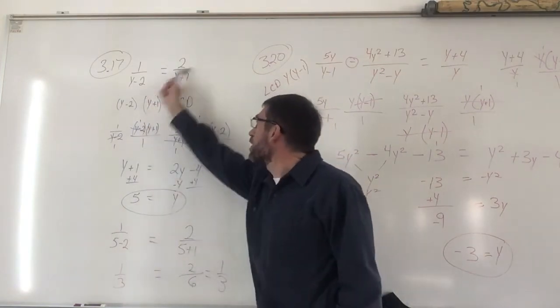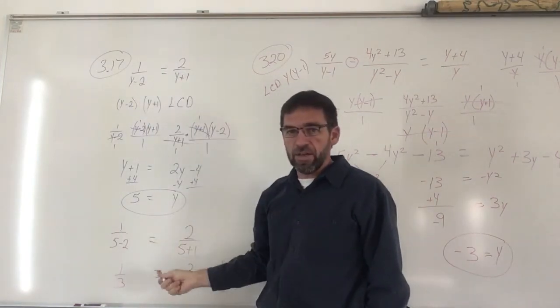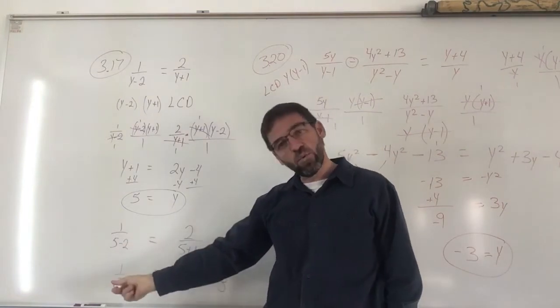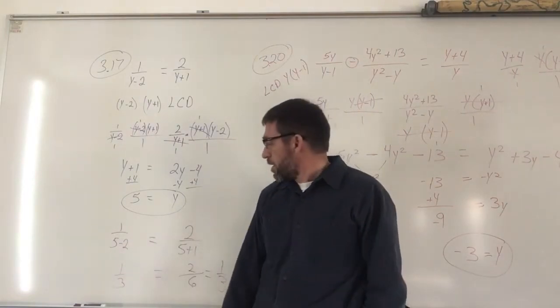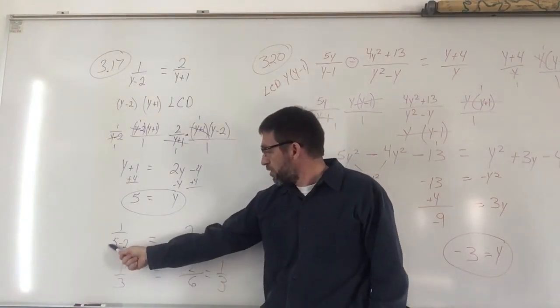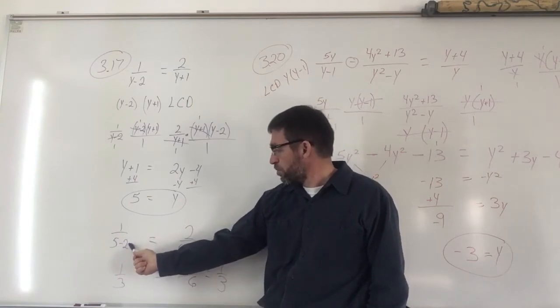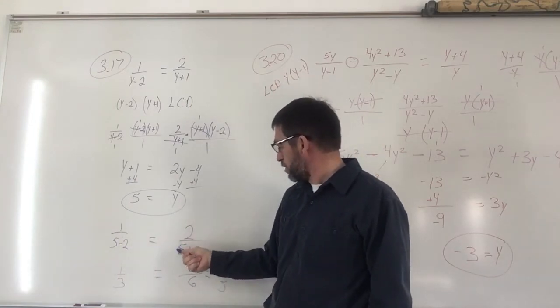So, I turned around and copied this same problem down here, and I put 5 in the y spot to see if it worked. Here I had 1 over 5 minus 2, and here I put 2 over 5 plus 1.